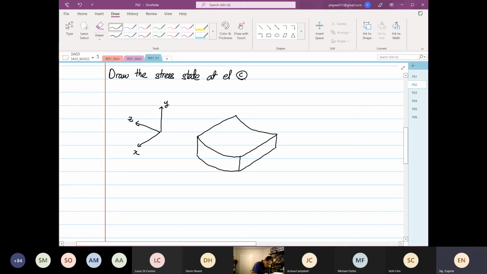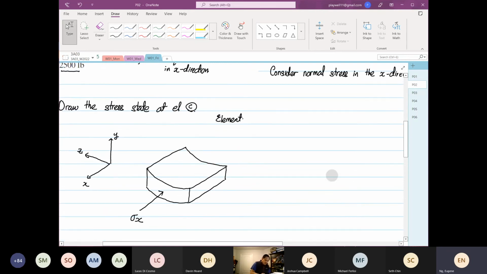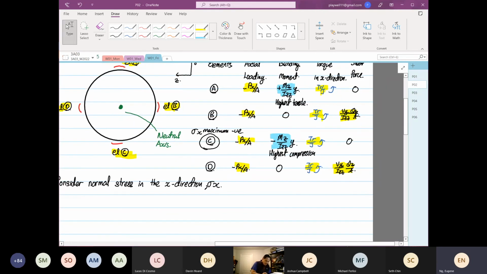Okay, so this is our element C. Then we realize that element C has this direction over here. So this is your stress X, right? Why did I draw stress X in compression? Because from our analysis, we realize that stress X is in what? Compression. Okay, both of them are minus.